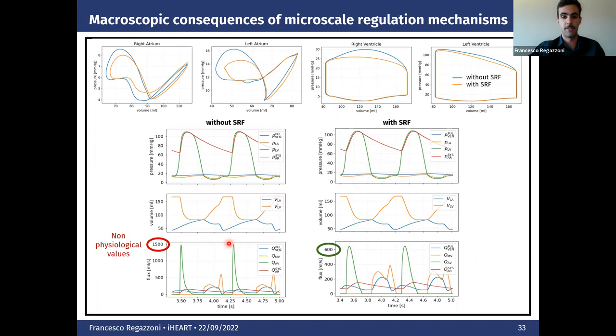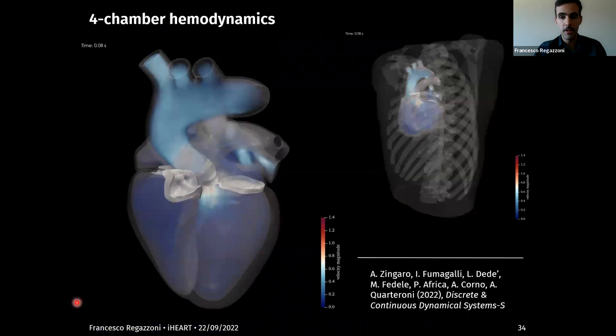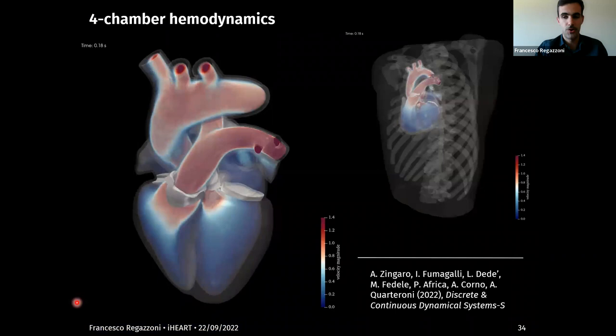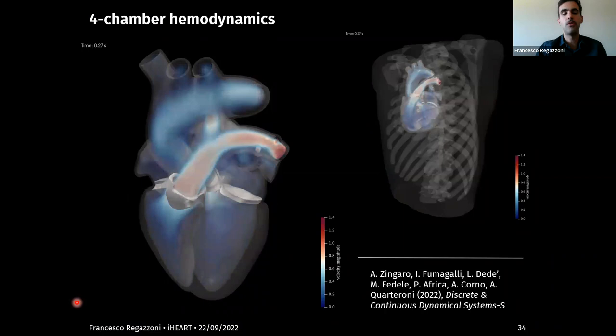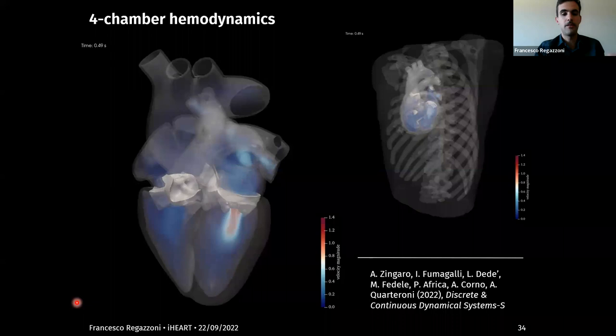Then we can also go beyond. Instead of just modeling and simulating the electromechanical function of the heart, we can also simulate the fluid dynamics of the heart. So I will be quick on this part. I will not show other mathematical equations. I just mentioned that the equations for this phenomenon are called the Navier-Stokes equations. They are a very famous set of partial differential equations. And this simulation is done by imposing the movement of the heart computed with the previous model to a fluid dynamics model.